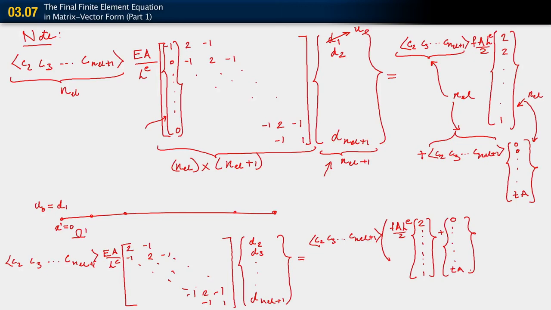And now there is a newcomer to the party here. The column vector that we looked at here, and I'll draw yet another arrow to it, can be moved to the right-hand side. Recognizing that we have a minus 1 in this entry, we have on the right-hand side EA over h_e multiplying d1, but d1 is known. d1 is known to be equal to u0 because of two things: the Dirichlet boundary condition as well as the Kronecker delta property of our basis functions.